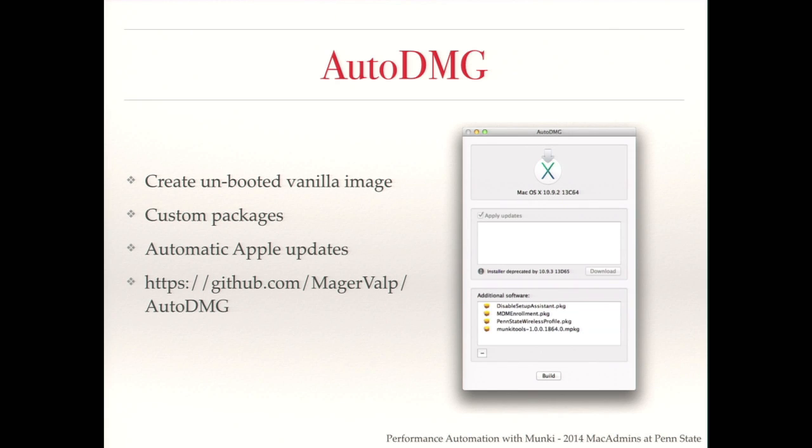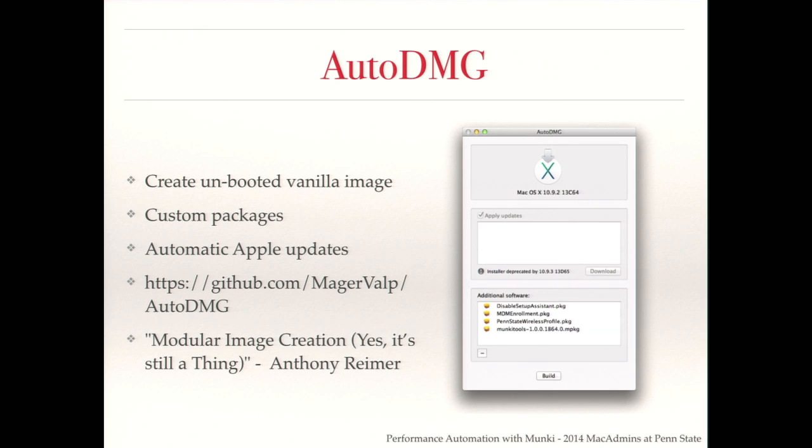If you're interested in AutoDMG, it's actually made by, I believe his name's Per Olofsson, and it's on his GitHub. It's open source. You can go download it right now. And then the session, if you'd like to watch it, I believe it might have been yesterday. It was called Modular Image Creation, and it was by Anthony Reimer.